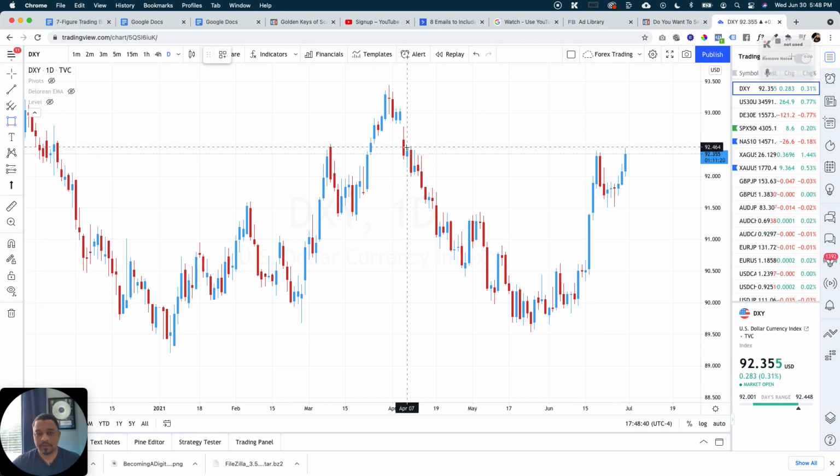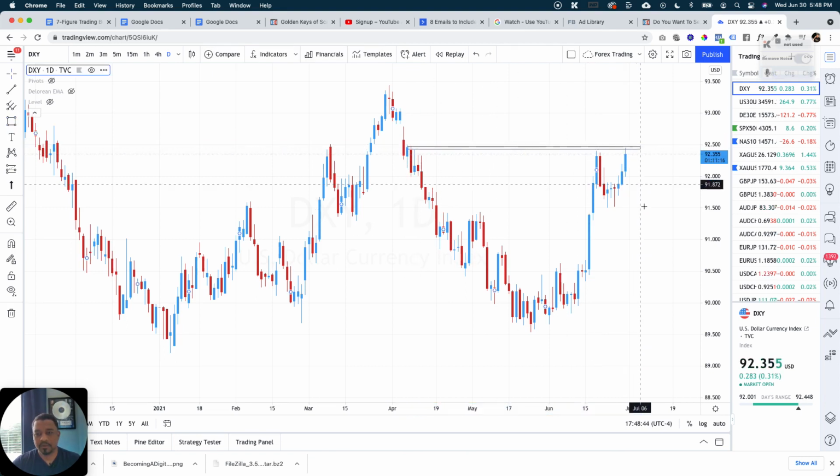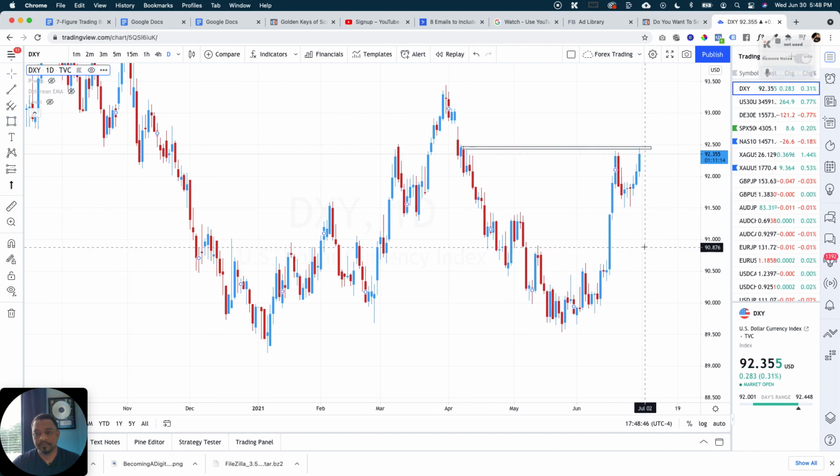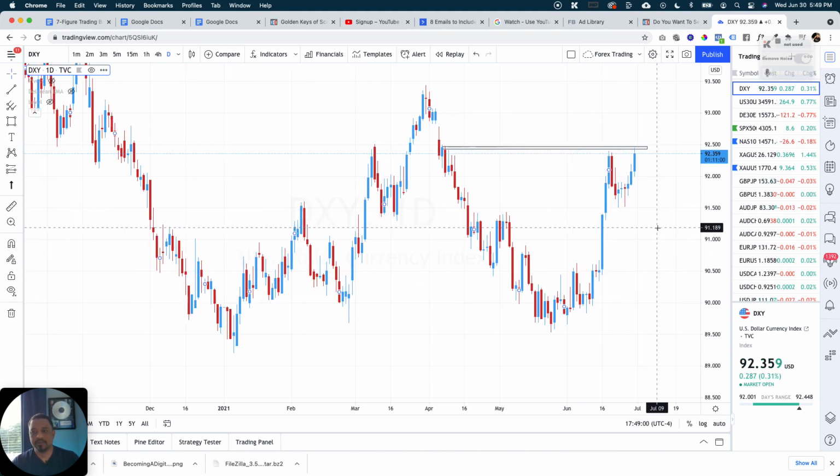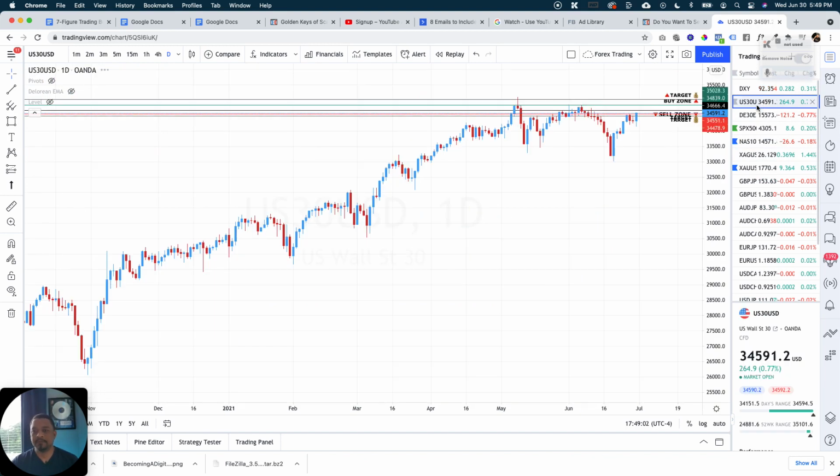So let's do simple markup here. So in the next day or so, if it does not break out, we would expect it to drop back down into these lows. So let's go to the US 30.